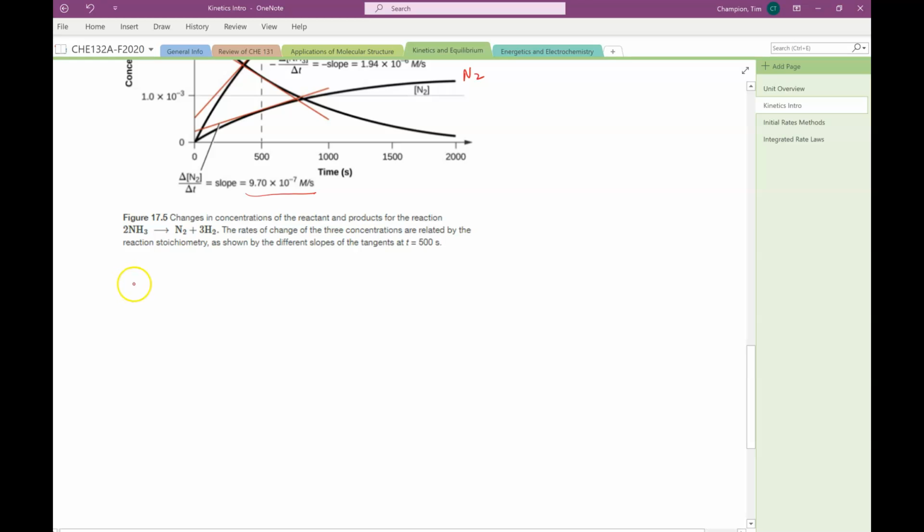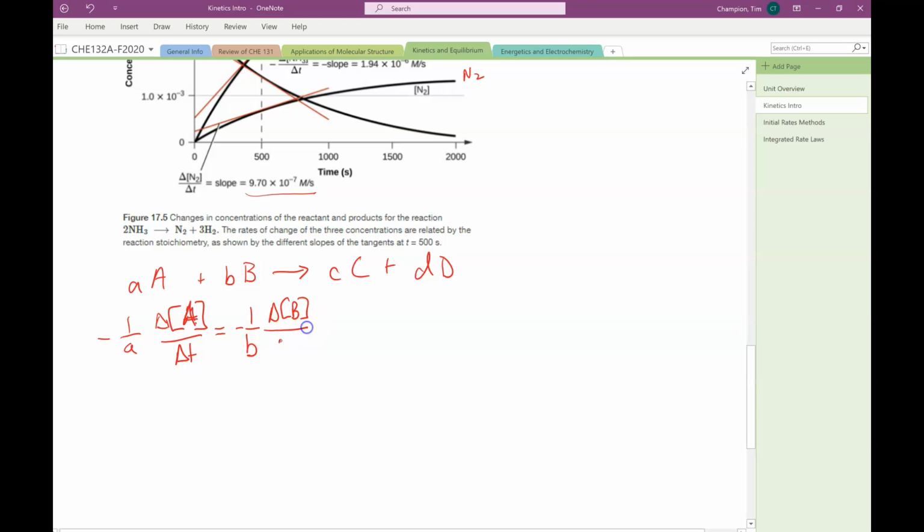Now, the general expression is, if I have this equation where the lowercase is a coefficient and the uppercase is the substance, then what we say is that negative 1 over little a, delta big A, delta big T. So the rate calculated based on the change in A with respect to time multiplied by negative 1 over its coefficient, little a, is going to be equal to negative 1 over little b, delta B, delta t, and that'll be equal to positive 1 over c, delta C, delta t, and positive 1 over d, delta D, delta t.